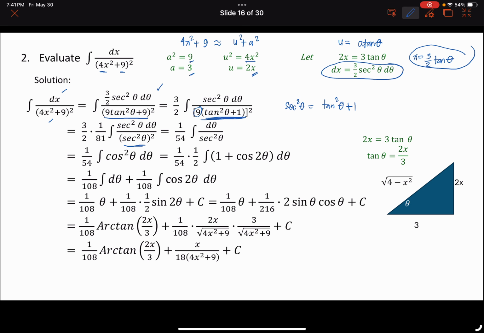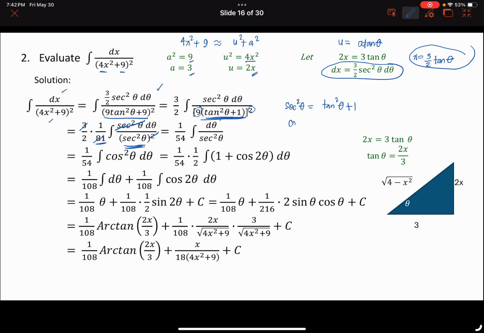So we have here 9 squared, which is 81, which we will be factoring out from the expression. And this is equal to secant squared theta squared, so secant to the fourth. But we will be canceling out this secant squared theta with one of the secant squared theta. So we have 1 over 54 integral of d theta over secant squared theta. So this is 81 and 3, which is 1 over 27. 27 times 2, 54. So we now have 1 over 54 integral of cosine squared theta.